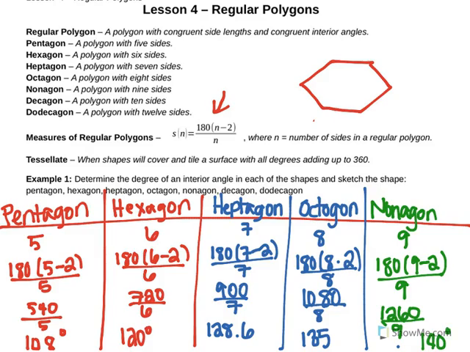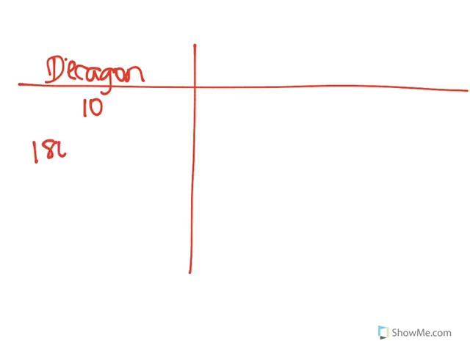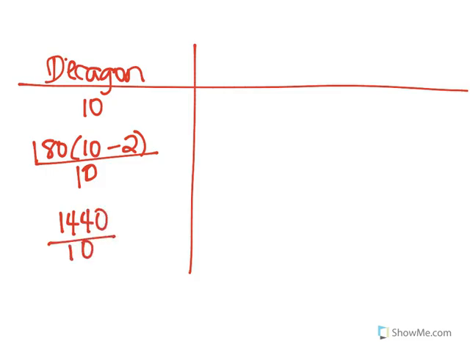And we also have to do dodecagon and decagon. So let's do decagon first. A decagon has 10 sides. So we're going to do 180 times 10 minus 2 divided by 10. When we type in the top, it's 1,440, making each angle worth 144 degrees.